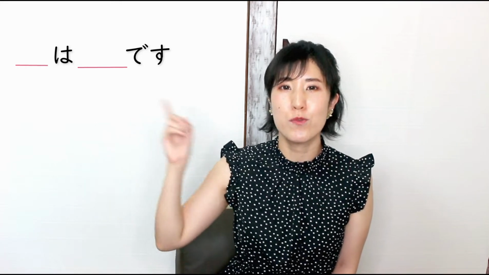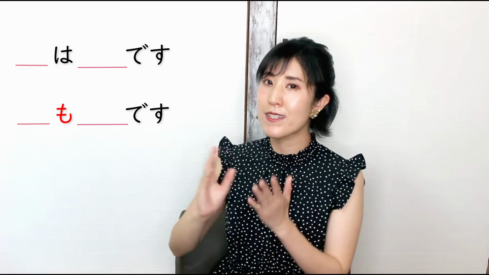But now I want to make a sentence with this particle も. I told you about the particle after the subject. What was that? Remember? は. So when you say a subject, は comes after the subject. So you replace は with も. That's how you make a sentence like "this too", "as well". So you replace the particle from は to も.